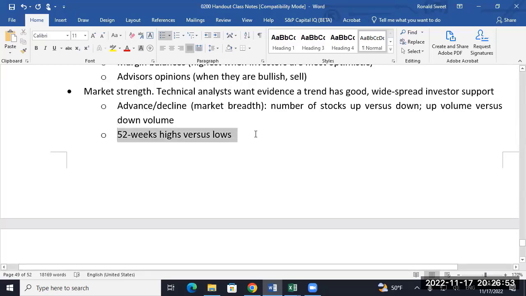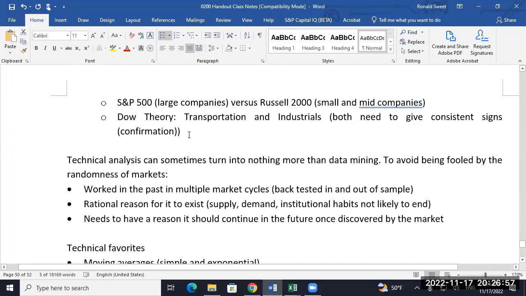You can look at 52-week highs versus 52-week lows and kind of see what's going on there. You can look at large cap versus small cap. That can also be a good indicator. That worked really well in 1998 as well. Dow has a lot related to different sectors. So he liked to look at transportation versus industrials. No telling if that still works today. I've seen some use utility stocks as an indicator.